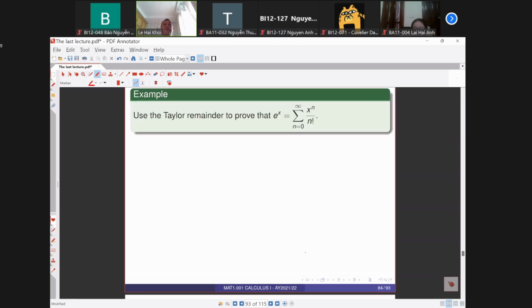Okay? So now, example, pay attention. Use the Taylor remainder to prove that e^x has the following representation. Here, your f(x). Tất nhiên là chúng ta biết là e mũ x có thể viết dưới dạng này. Nhưng bây giờ chúng ta coi như không biết chuyện đấy. Và chúng ta phải dùng cái Taylor remainder để chúng ta chứng minh. What to do?